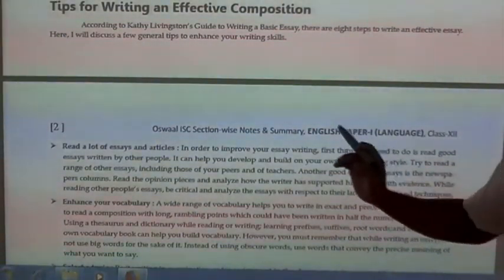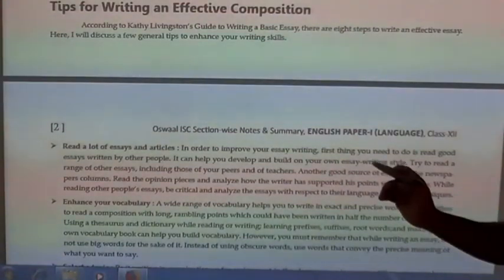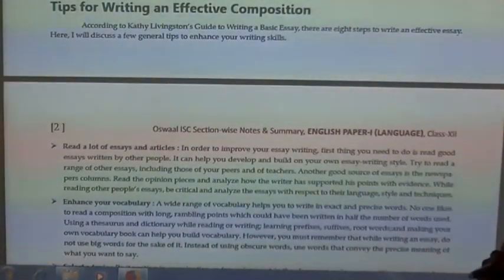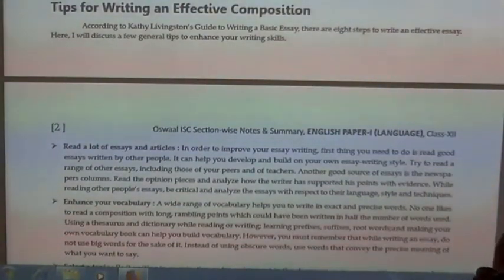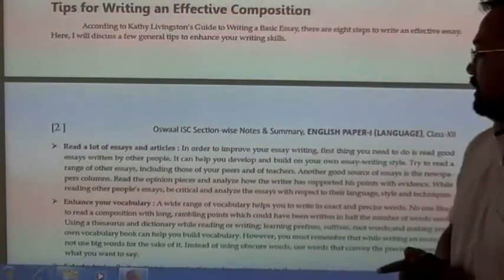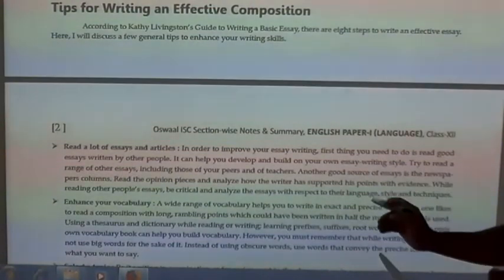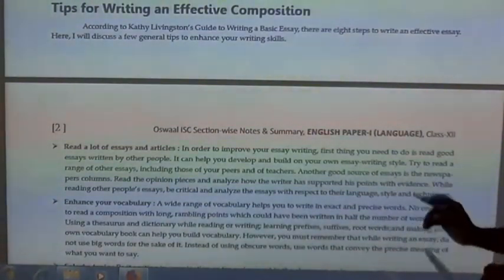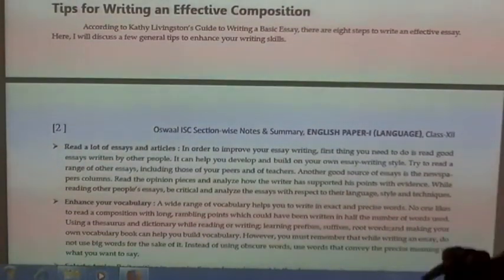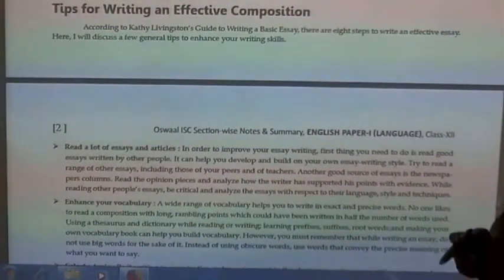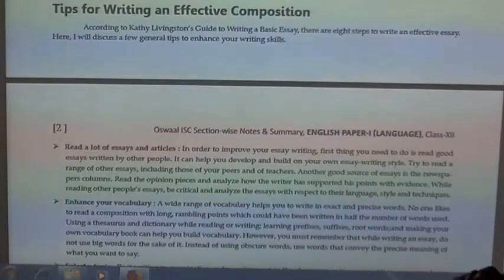Try to read a range of other essays, including those of your peers and of teachers. Another good source of essays is the newspaper's column. Read the opinion pieces and analyze how the writer has supported his points with evidence. While reading other people's essays, be critical and analyze the essay with respect to their language, style and techniques.